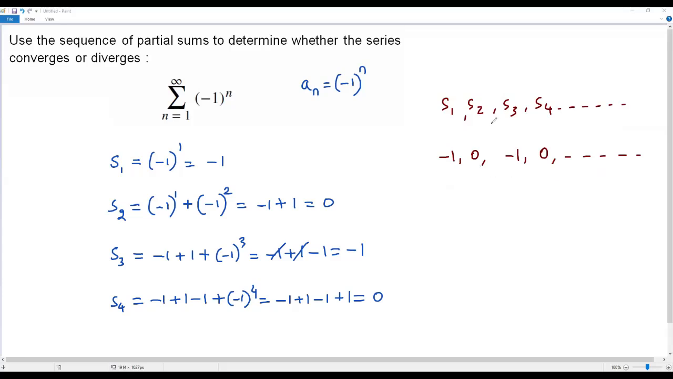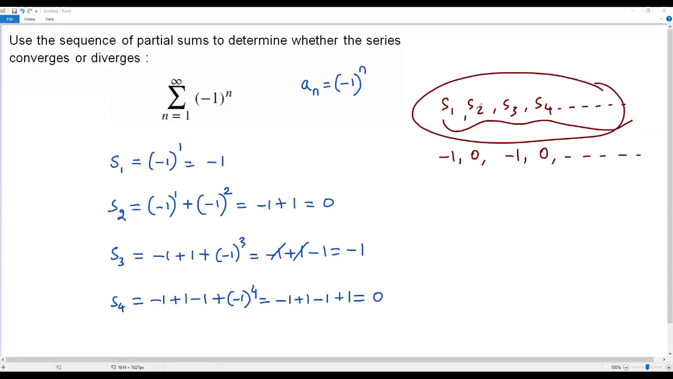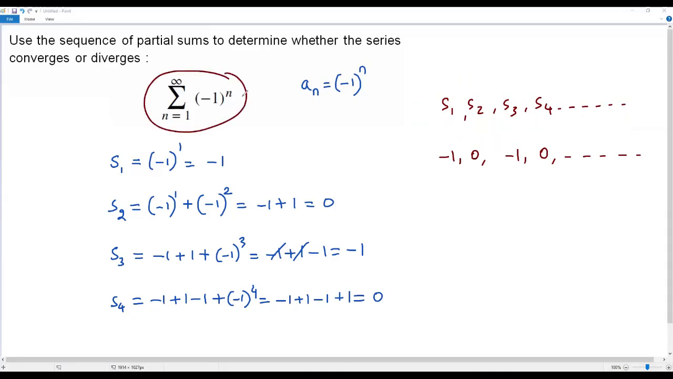So definitely this sequence will not converge to a finite value, because we have only two terms alternating, -1 and 0. Even if I find the fifth term, S5, it will be -1, the sixth term will be 0, the seventh term will be -1. So it does not converge to a finite value. The sequence formed by the partial sums of the given series diverges. Since this sequence diverges, the given infinite series diverges.